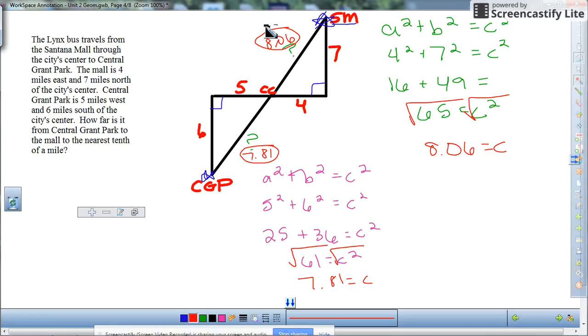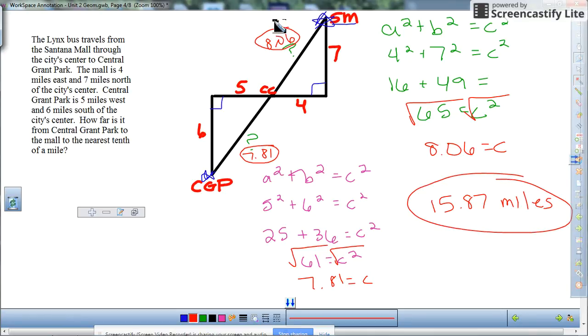So now what I need to do is add those two together, and I get a total length of 15.87 miles. I look back at that word problem to see what my units were supposed to be. So again, we used the Pythagorean theorem to find the length of this hypotenuse, and then added those two together to find the total distance from the park to the mall when we go through that city center. And really, drawing that picture was very helpful.